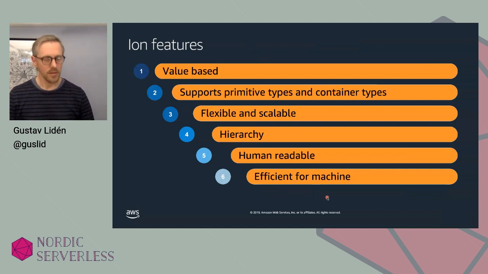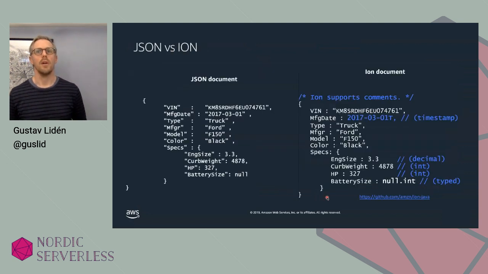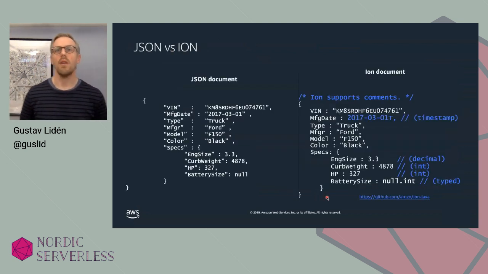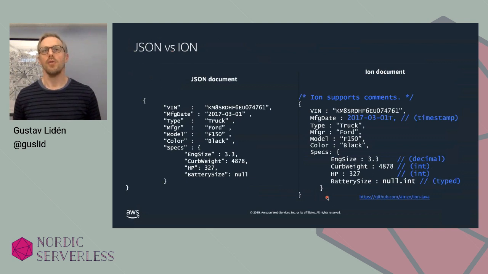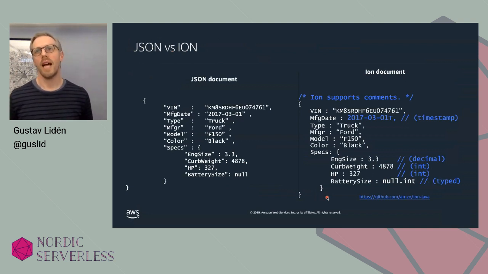Excuse me here. So here's a quick example of some differences between JSON and Ion, since a lot of people are very familiar with JSON. For one, Ion supports comments, so you can create comments within Ion documents. There is also a timestamp format.